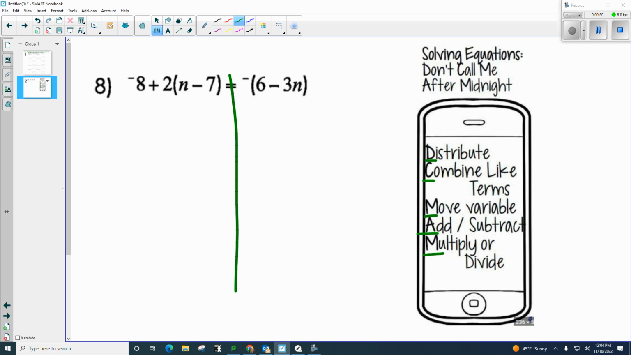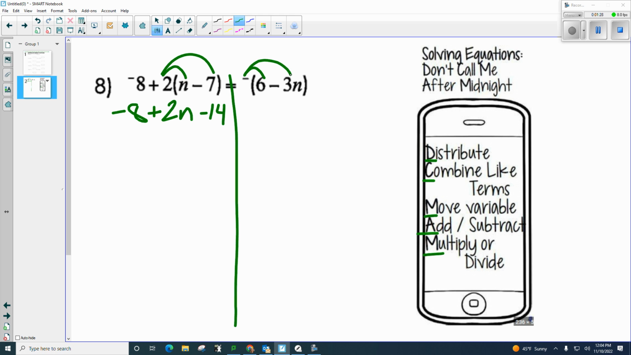So I'm going to work through those steps one at a time. We're going to start with distributing. Anytime we have parentheses, we will distribute or multiply to get rid of them. So the -8 is not going to change, but this 2 has to get multiplied into both terms inside the parentheses. 2 times n is 2n, and 2 times -7 is -14. At any time, if I'm going a little too fast, feel free to pause the video to get yourself caught up.